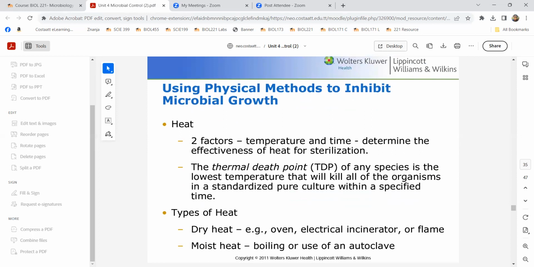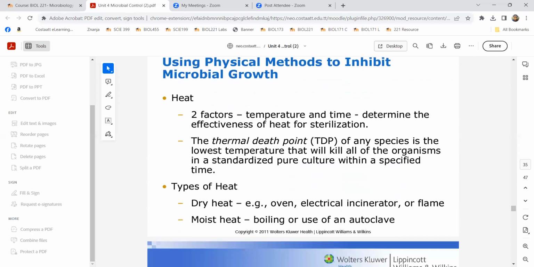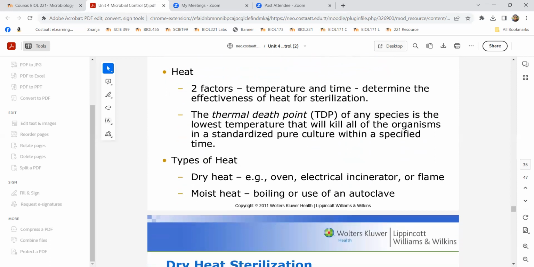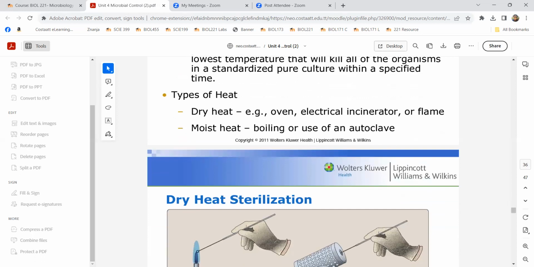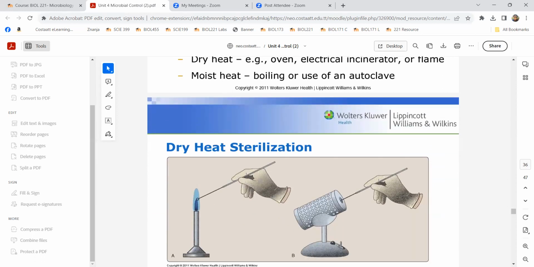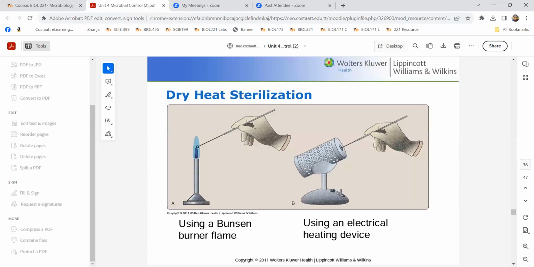There are different physical methods that can be used to inhibit microbial growth. Heat: you need to take into account the temperature you're using and the time that you are using. It's very important to reach the thermal death point, meaning the lowest temperature that kills the organisms in a specified time. There are different types of heat used: dry heat and moist heat. Dry heat, flames or ovens; moist heat, autoclaves.